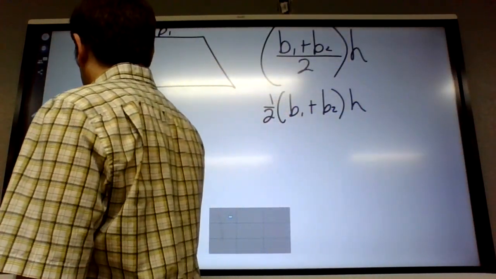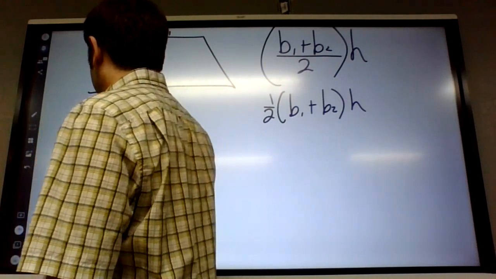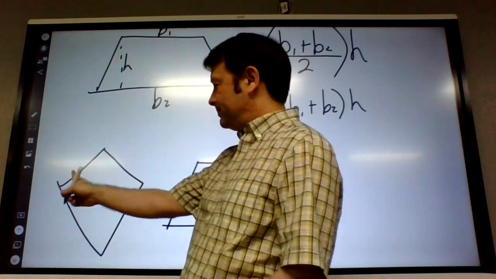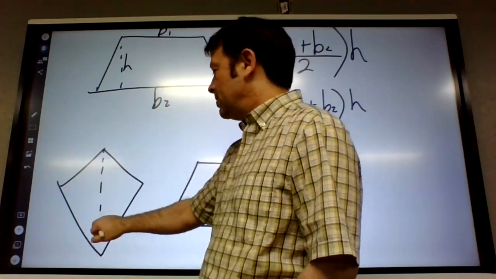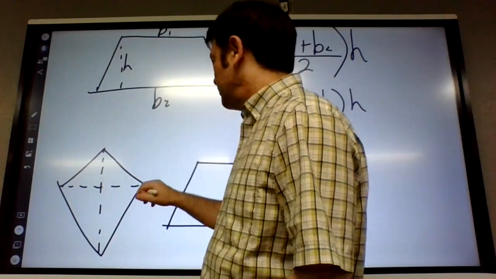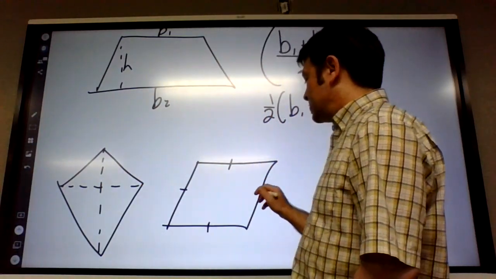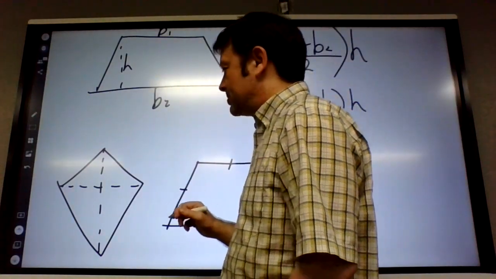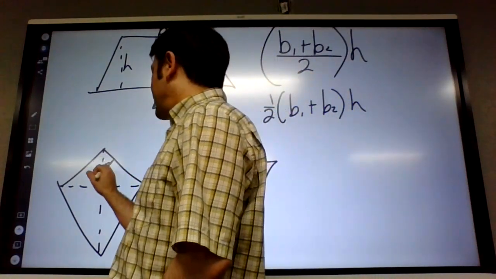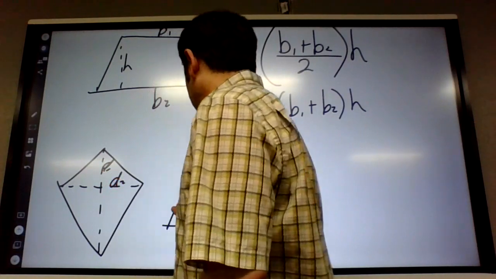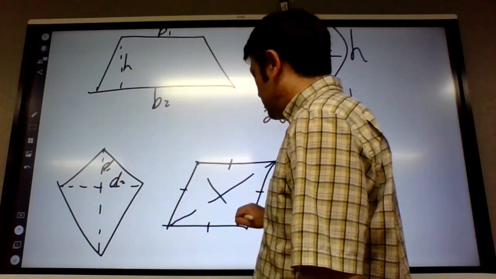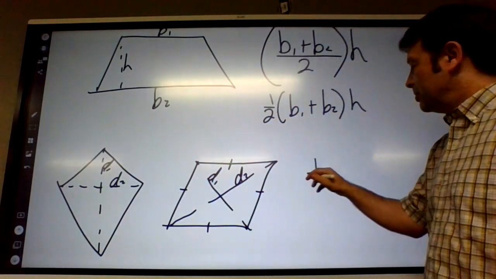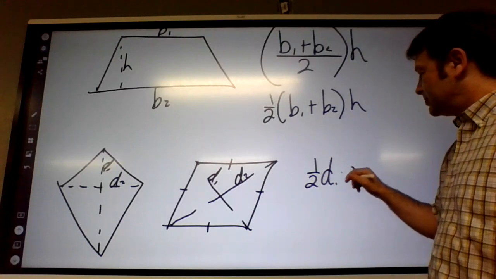This next one is not on this worksheet, but it might be on the final, so I better throw these two in here. What is this actually? That's a kite. Okay, and this one? That's a rhombus. For kites and rhombuses, the area is diagonal times diagonal divided by 2, or 1/2 times diagonal times diagonal.